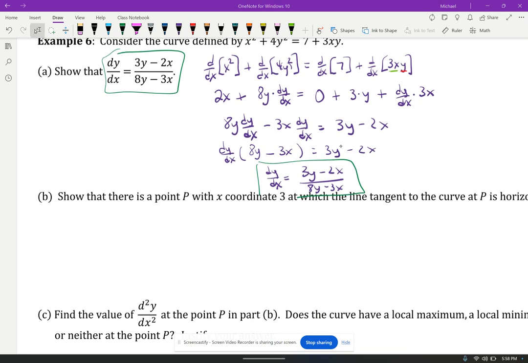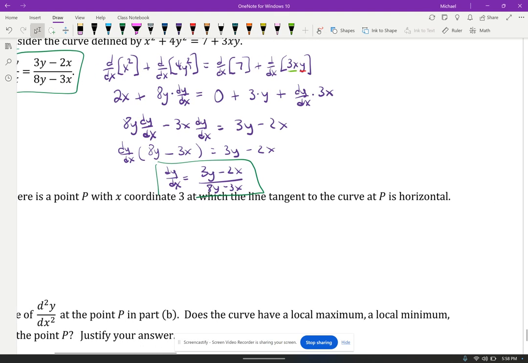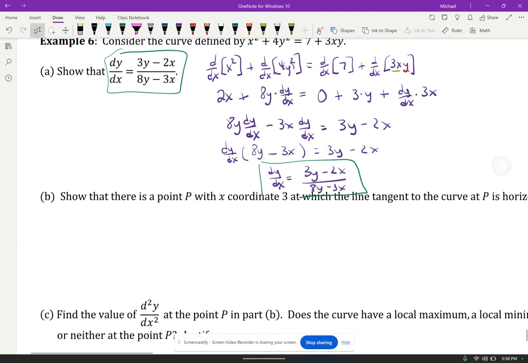Show that there is a point P with an x-coordinate of 3 at which the line tangent to the curve at P is horizontal. Okay, show that there is a point P with an x-coordinate of 3 where the line tangent to the curve is horizontal. So let's write down what they want.